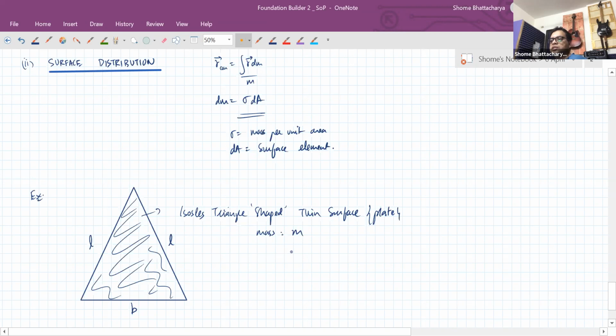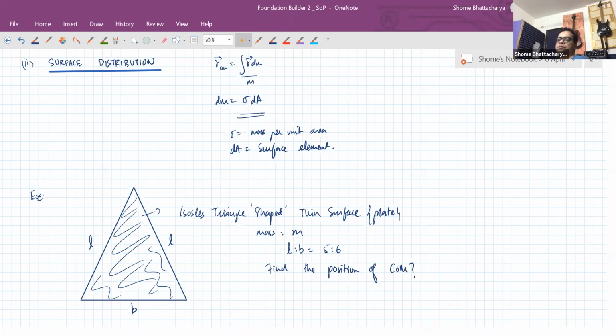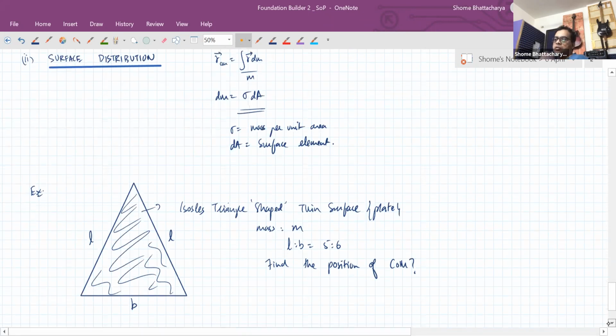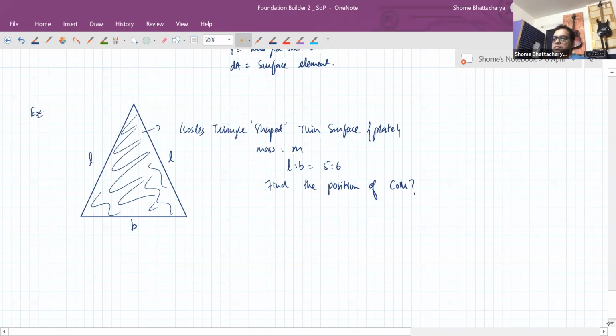Okay. Now let us say L is to B is 5:6. So we have to find the position of the center of mass. So let's understand how we will do this next.